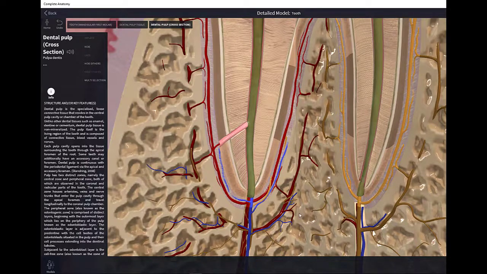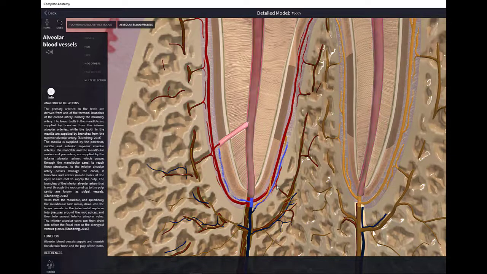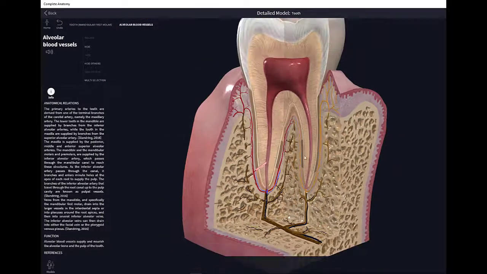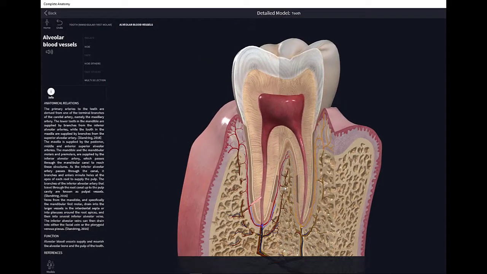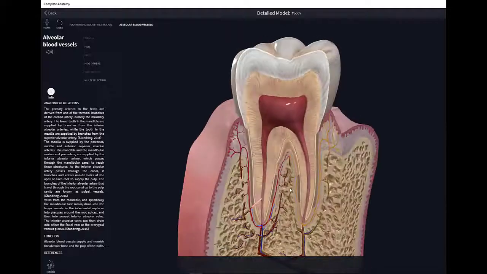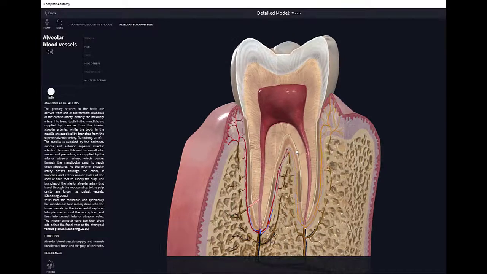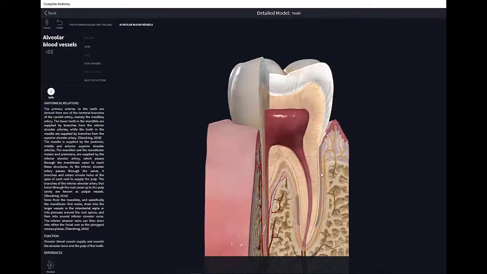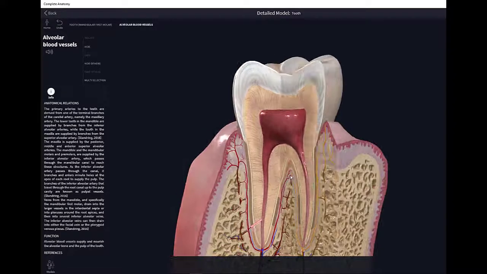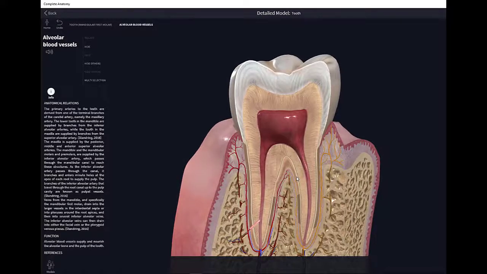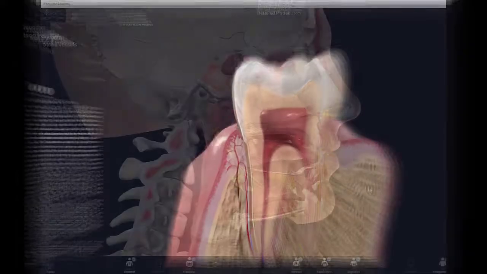The arteries that are going to be supplying the teeth are going to be the superior and inferior alveolar arteries, depending on if you're looking at a maxillary or mandibular tooth. And the nerve branches or innervation of the teeth, again, will correspond to the maxillary or mandibular division, depending on if you are looking at teeth in the maxilla or the mandible.